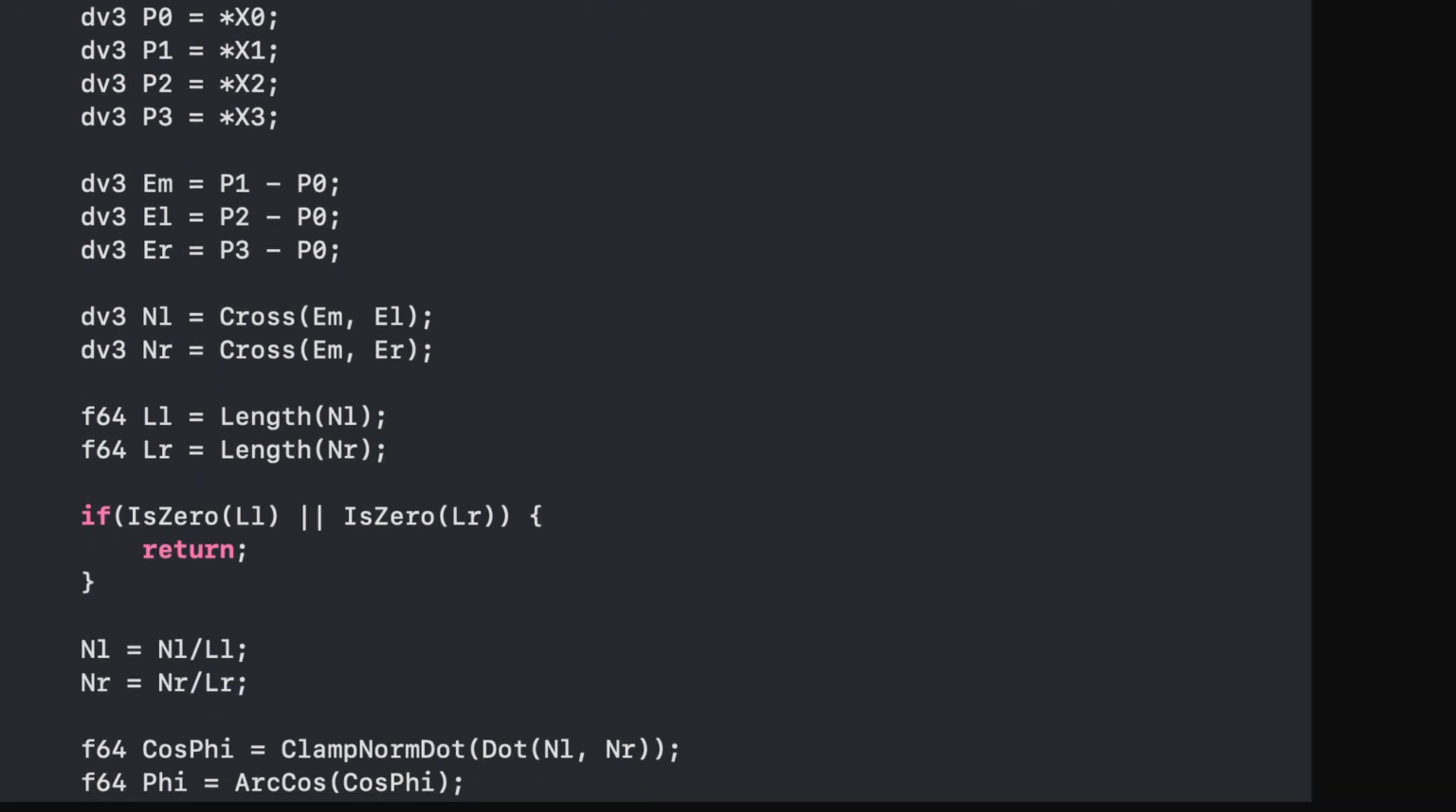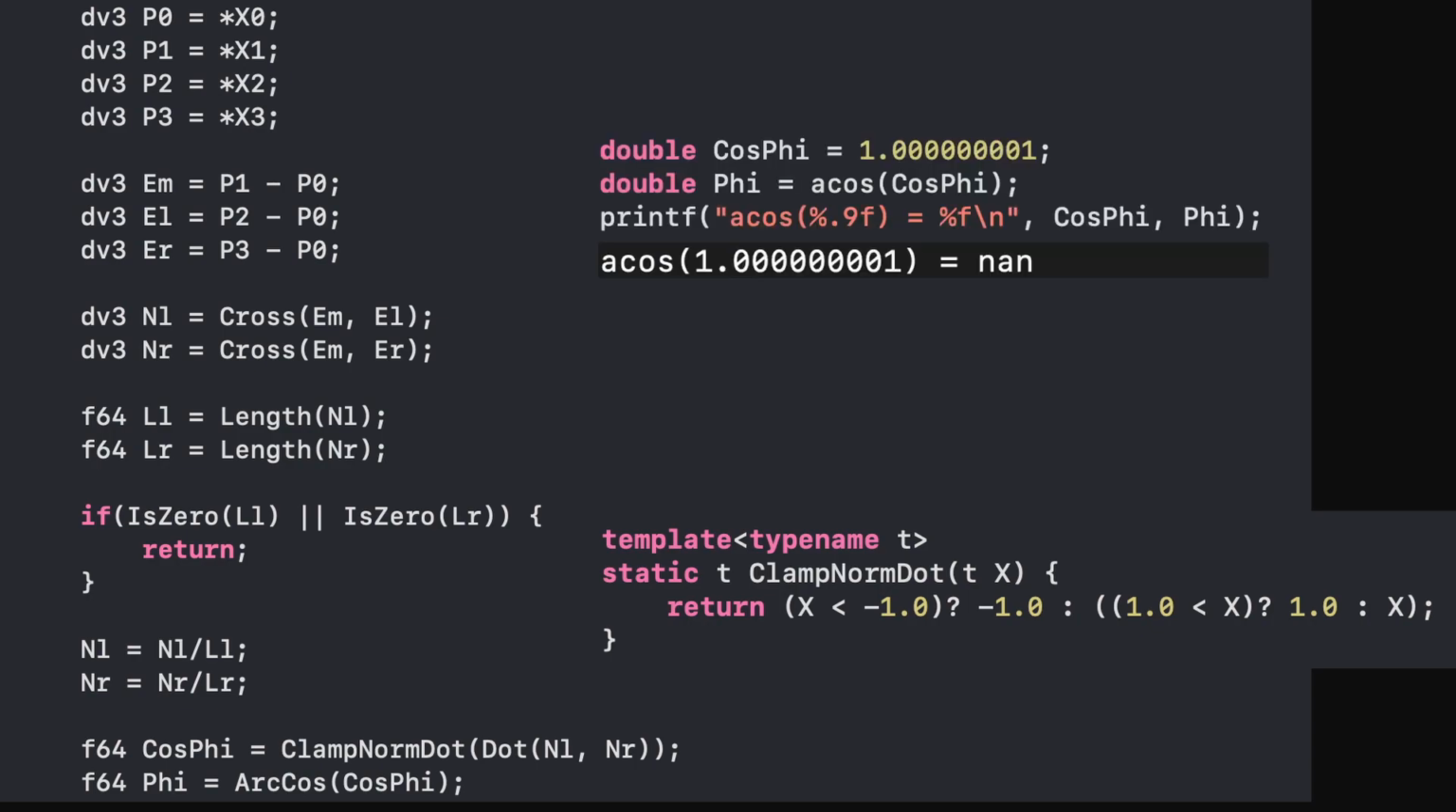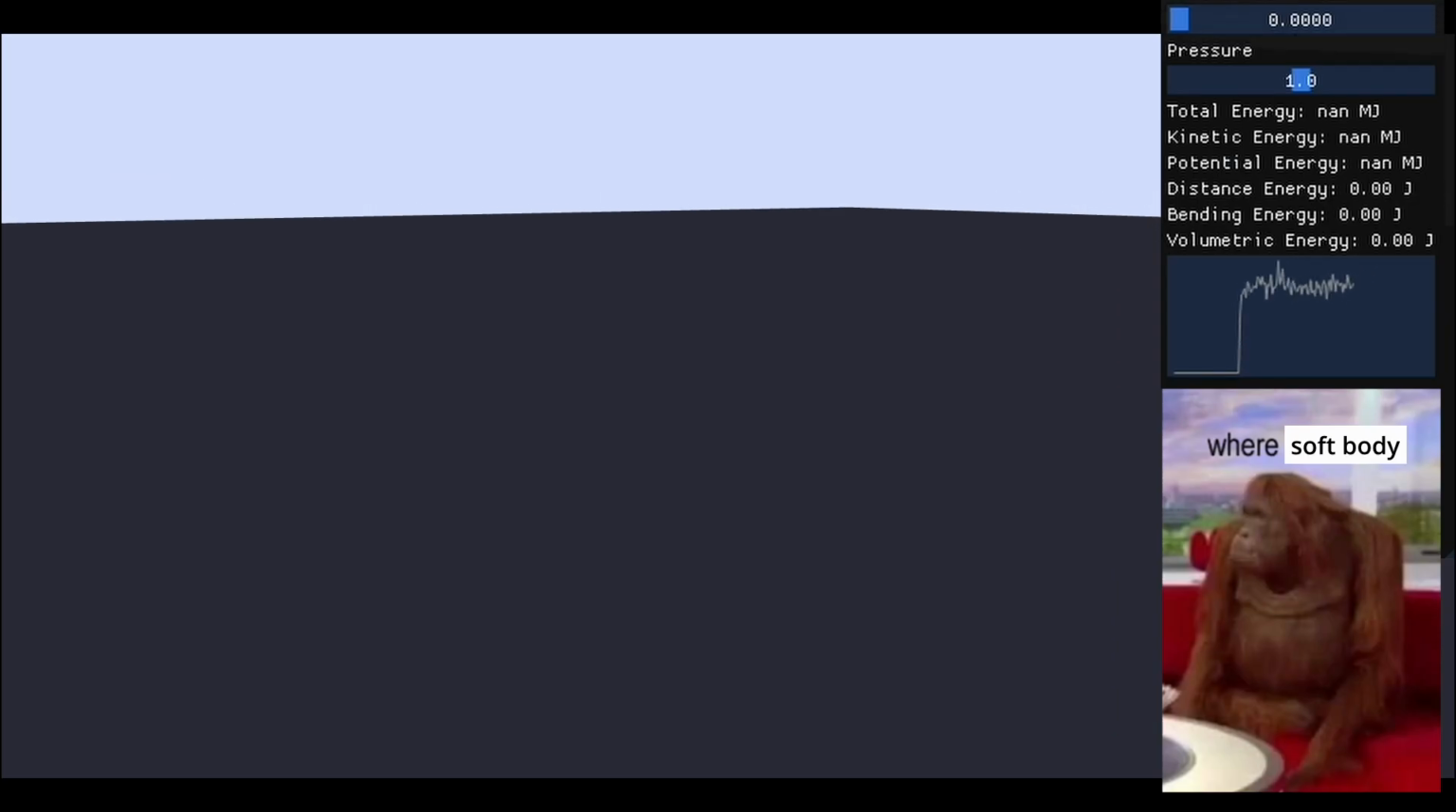Otherwise, the normal vectors are normalized and the dot product formula is used to first compute the cosine of the angle and then the actual angle. The clamp norm dot function is used here to clamp the value of the dot product into the range minus 1 to 1, because if the arccos argument is just slightly out of bounds, the result will be NaN, which is never good in a simulation.